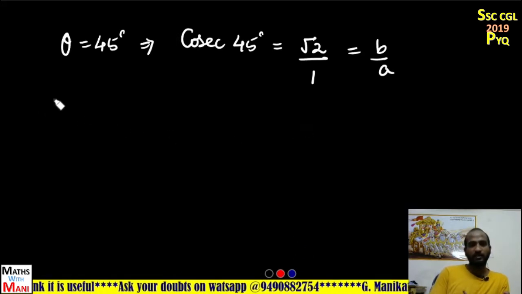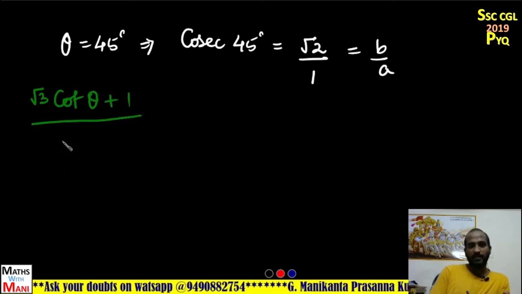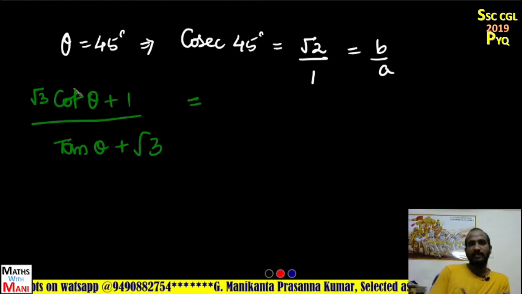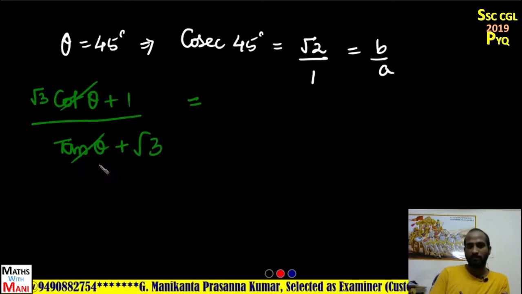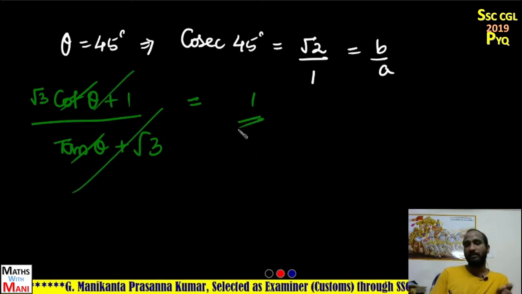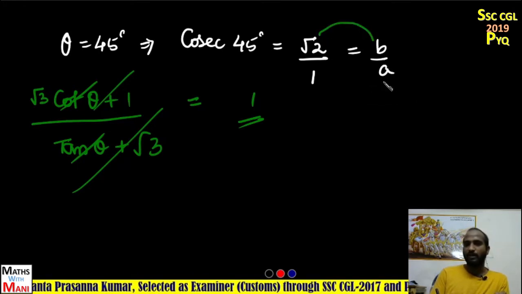Root 3 cot theta plus 1 by tan theta plus root 3. Okay, so when theta is 45, cot 45 is 1 and tan 45 is 1. Root 3 plus 1 by 1 plus root 3. Both will get cancelled. So what should be the value? 1. And what about the value of a and b? b is root 2 and a is 1.